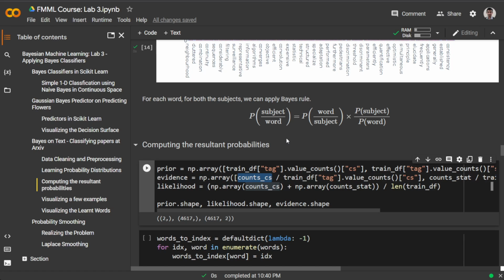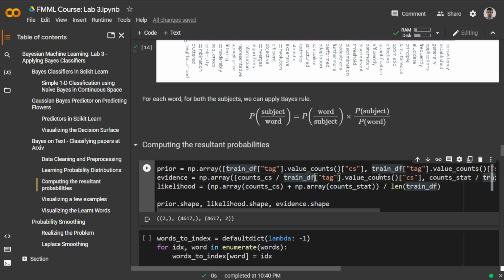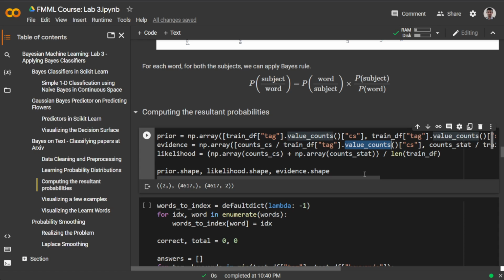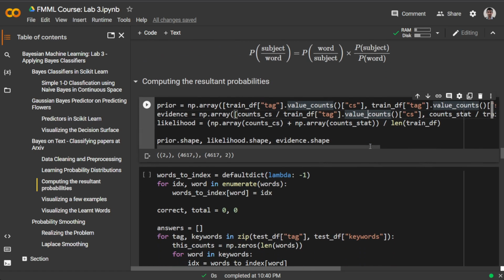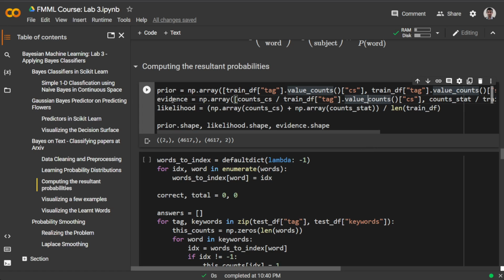So we take the counts for every single word in computer science, and we take the counts of every single word in statistics, and then we just normalize these counts on the whole. We normalize by the total count of computer science papers. So this would be the number of papers in which this word appears in computer science divided by the total number of computer science papers. So essentially the percentage of computer science papers in which a particular word appears is the evidence.